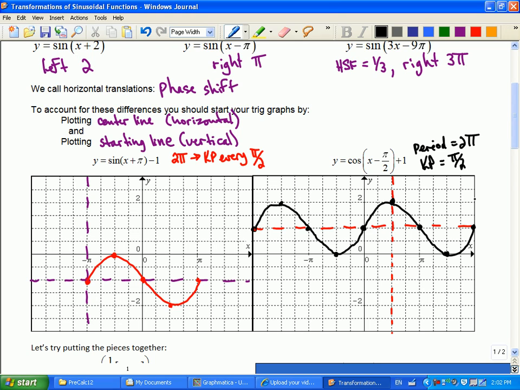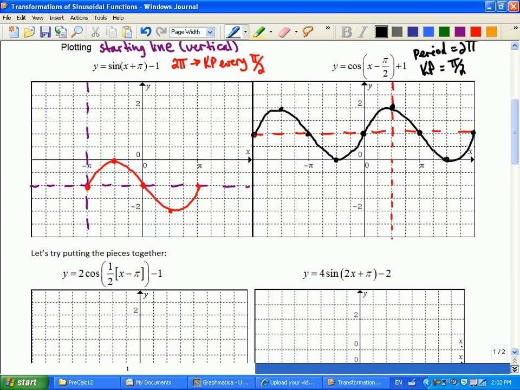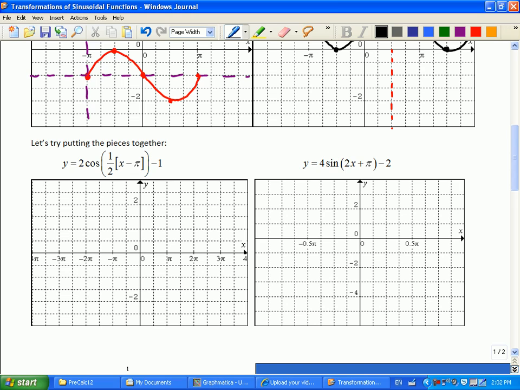Okay, so it's roughly going to look like that black line once you've shifted the graph vertically and horizontally. All right, so this is it. It doesn't go any further than this. This is putting your pieces together. So I'll walk you through the process, and then I'll let you guys try one.